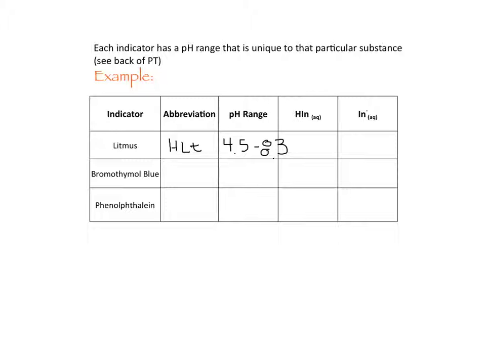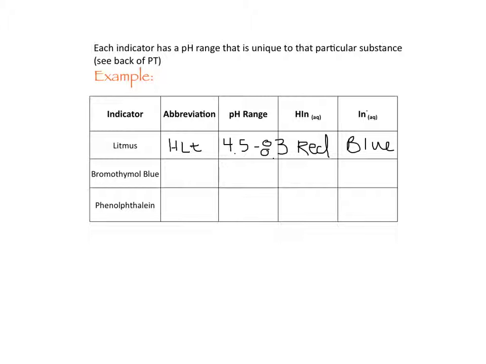All right, so when something is acidic, what we see is the lower pH range. So if it is HIn, it's acidic, it's less than 4.5, and we know that acidic things are red. When it's In minus, so just Lt minus, litmus, we see that it would be blue, so slightly basic.